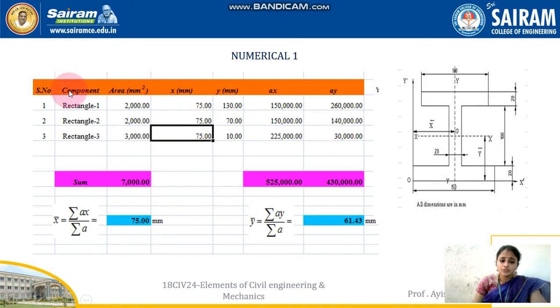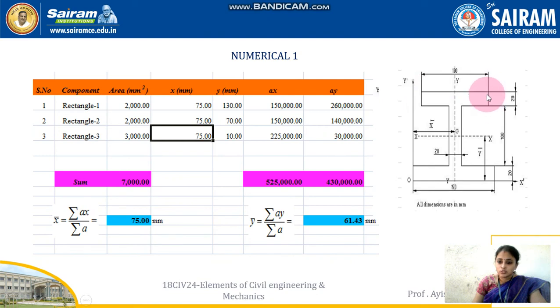Component means which component we need to categorize, and the area of that particular component. This is given in terms of mm, so x will be in mm, y will be in mm, and area will be in mm square. So Ax will be in mm cube, divided by mm square, you will get x bar in terms of mm only. Okay, it is understood.